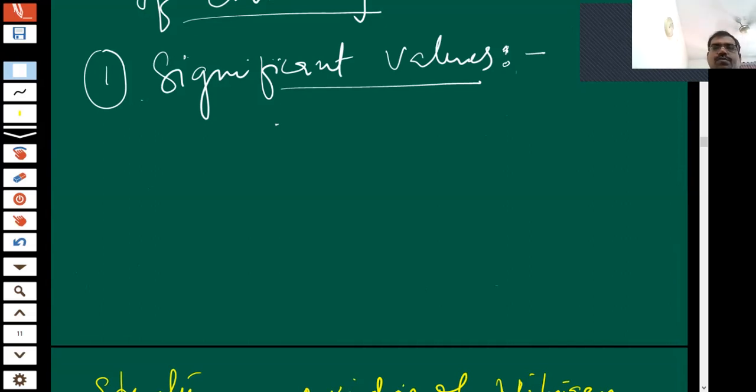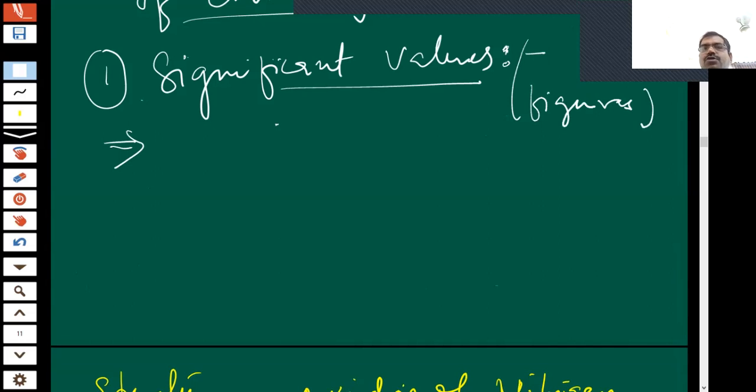As you know, okay, children, what is significant figures or significant values? Significant figures also, we can write figures. Okay. So a significant figure includes all the digits that are known with certainty plus one or more with uncertain. Okay. So significant figures.